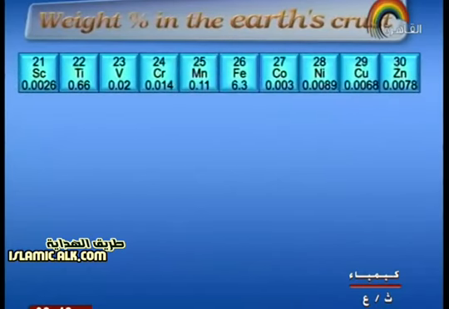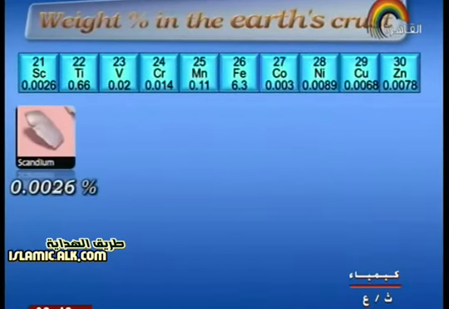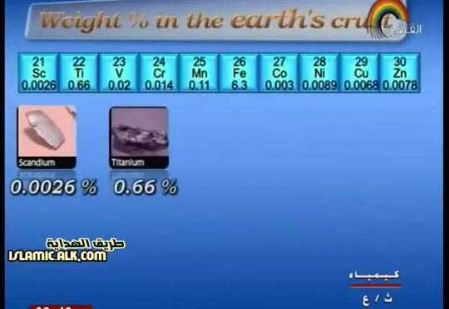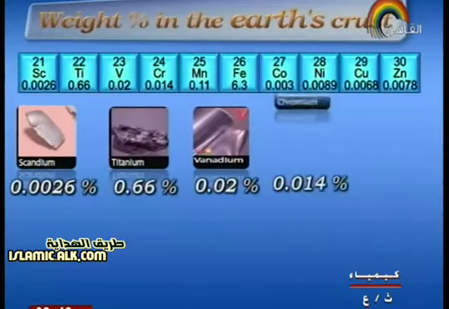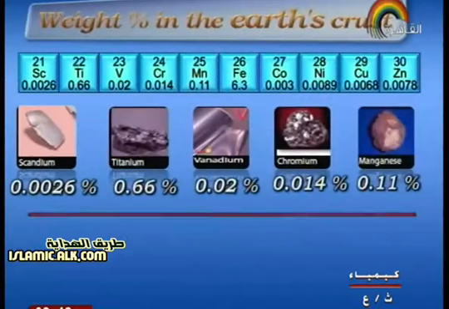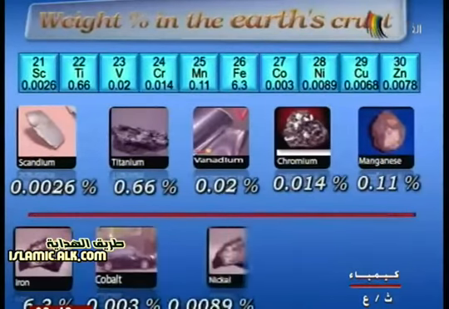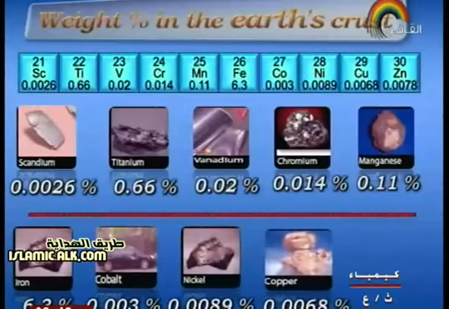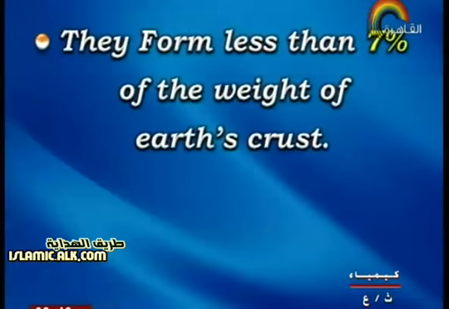Here, my dear students, as shown on the screen, it is the weight percentage in the Earth's crust of each element: scandium, titanium, and vanadium, then chromium, then manganese, then iron, then cobalt, then nickel, and copper and zinc. These elements, my dear students, form less than 7% of the weight of the Earth's crust.